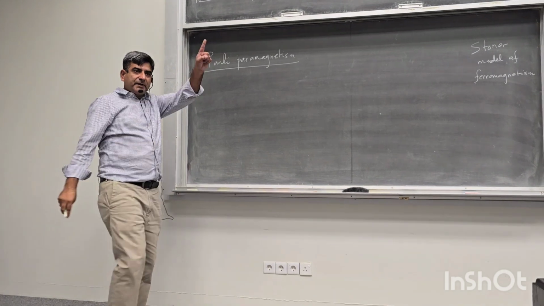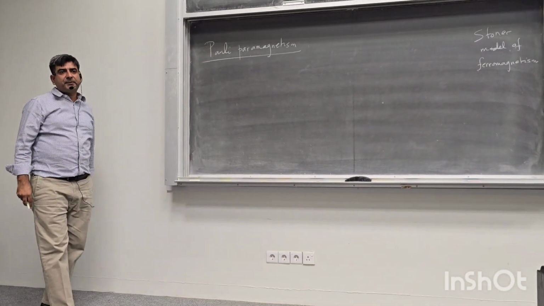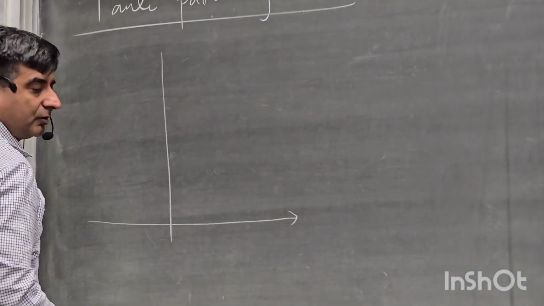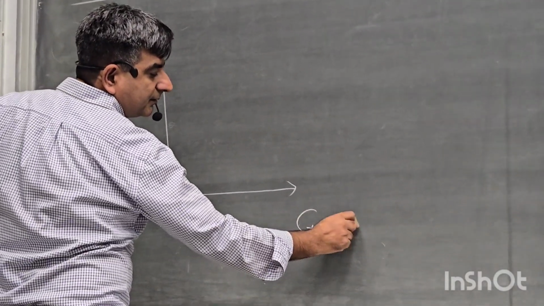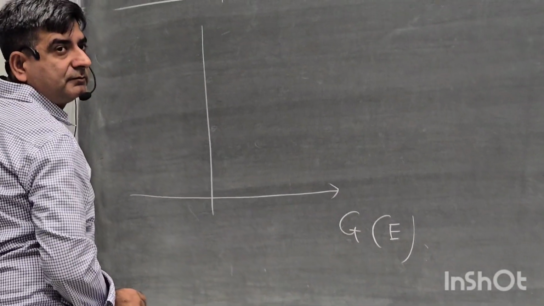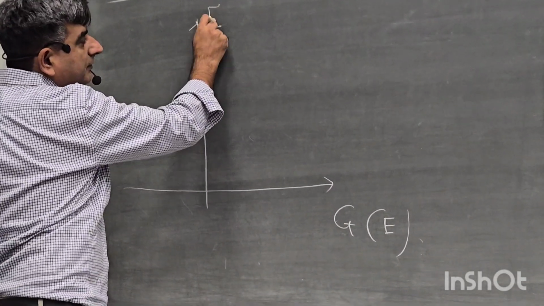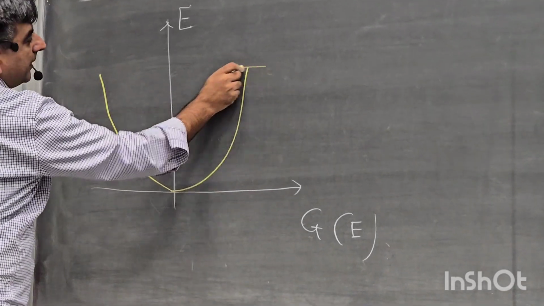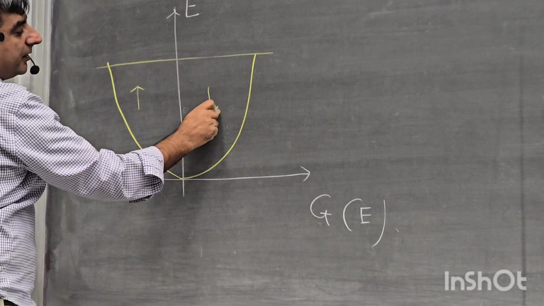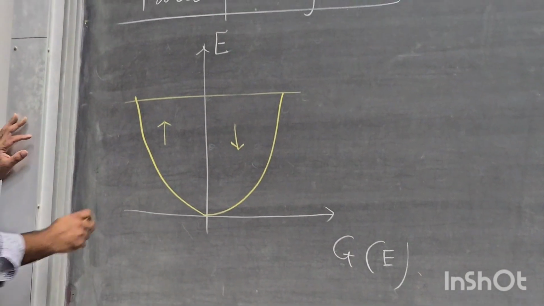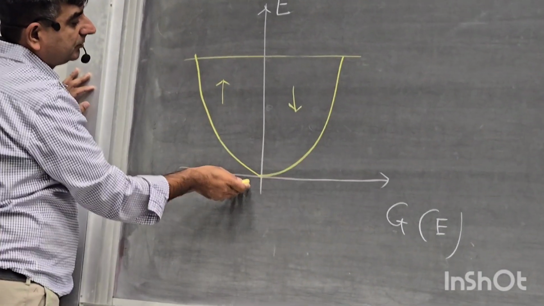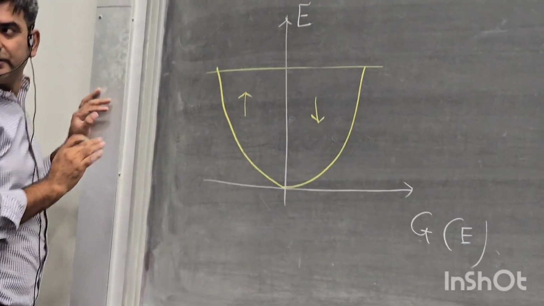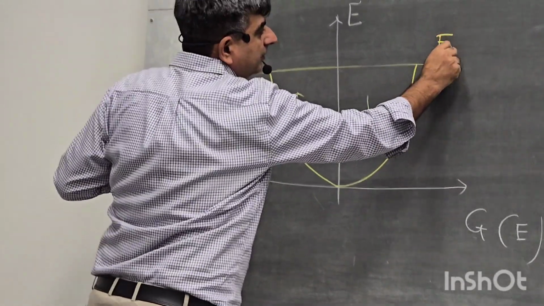So polyparamagnetism, as you all know, has spin split bands. If I make a plot of the density of states, this is my energy. Then in the absence of a magnetic field, I get these two bands, right? One is spin up, the other spin down. So half of the density lies here and half of the density lies here. Both of them are the same for me.